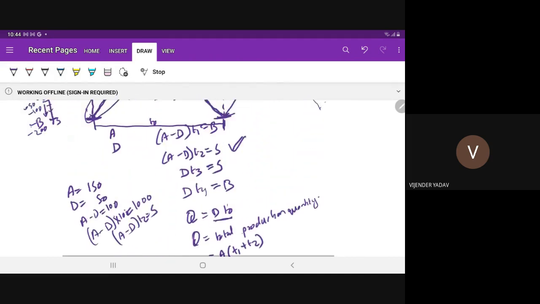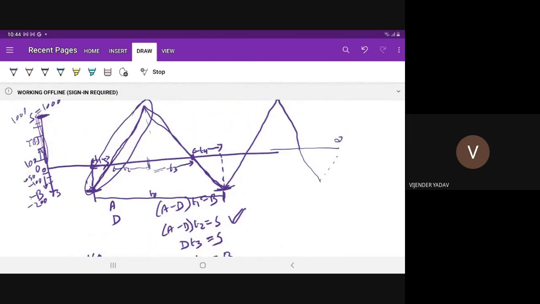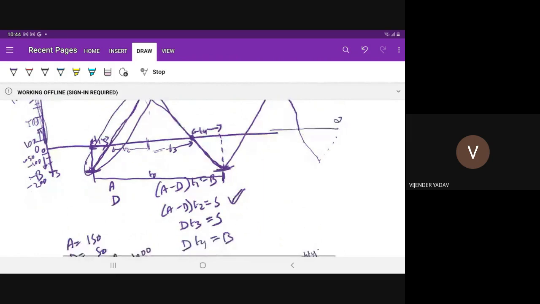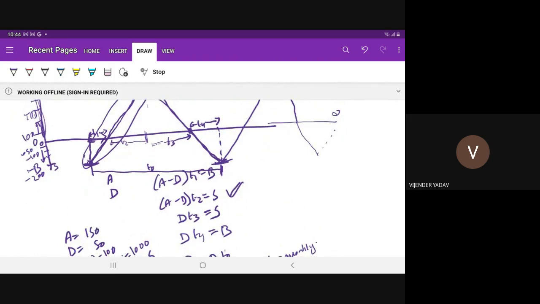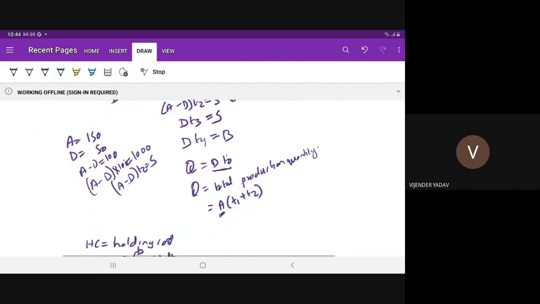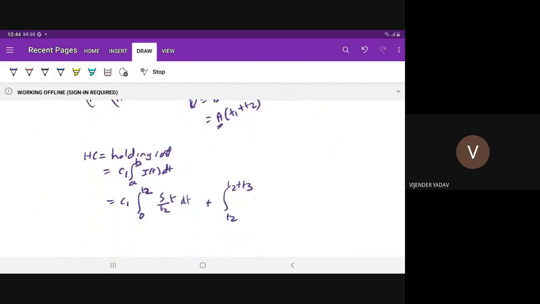Now in the period T2 to T2 plus T3, what are we doing? We are utilizing all the S items, right? So what is the rate of usage? S items in the period T3. At T2 we have the S items, and as time increases, it is decreasing. So T2 plus T3 minus T.